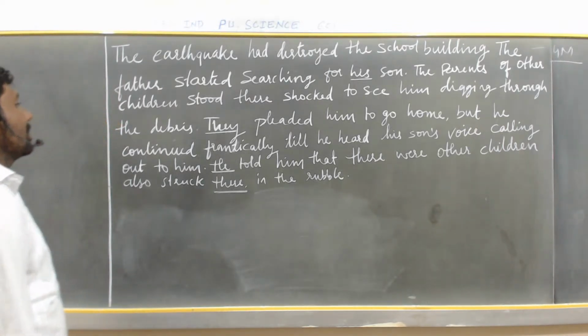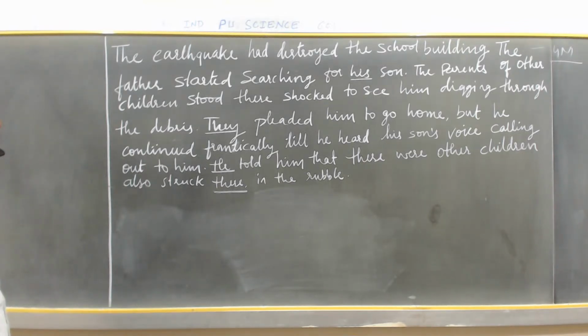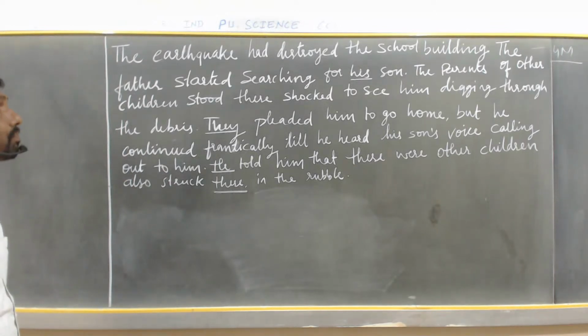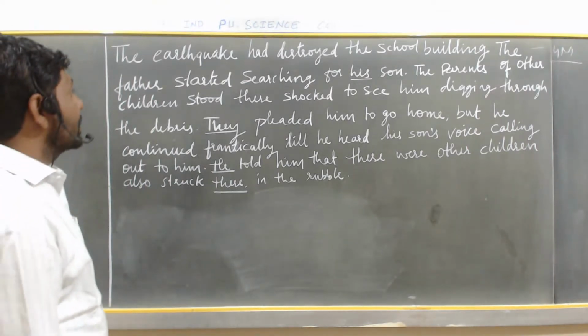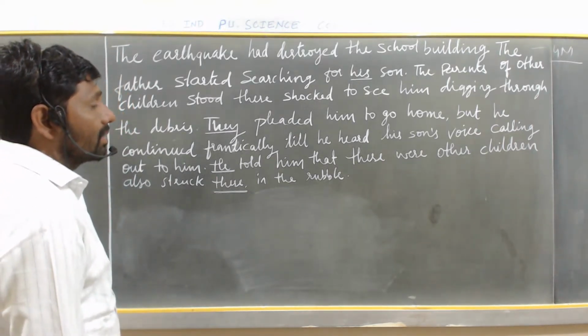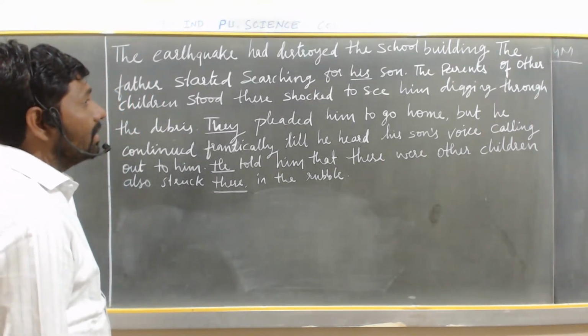So this paragraph is only a five-line paragraph, very small. Let me read it once again. The earthquake had destroyed the school building. The unfortunate incident took place. The earthquake collapsed the building and it fell down completely.